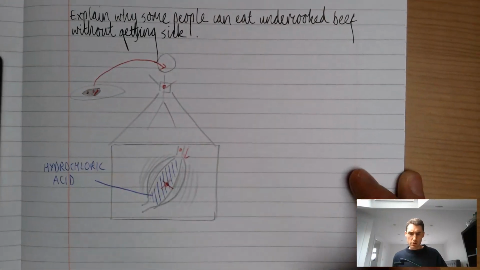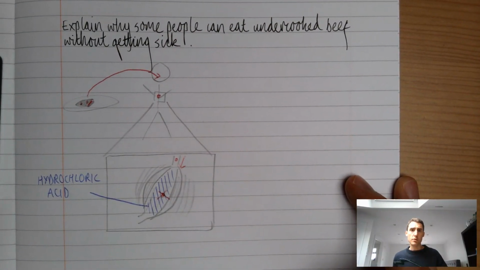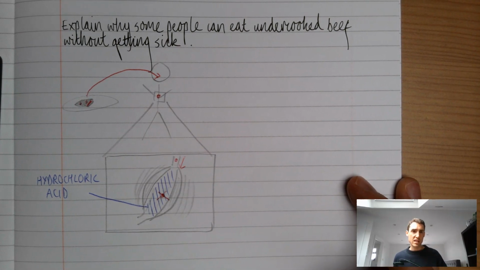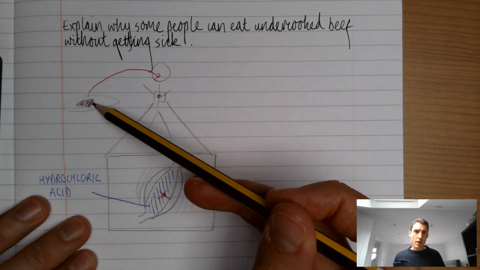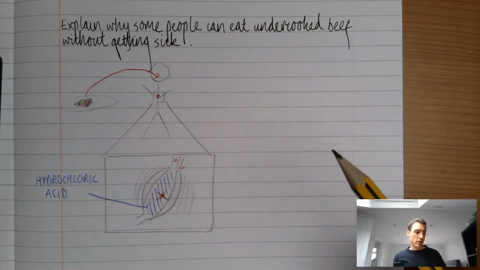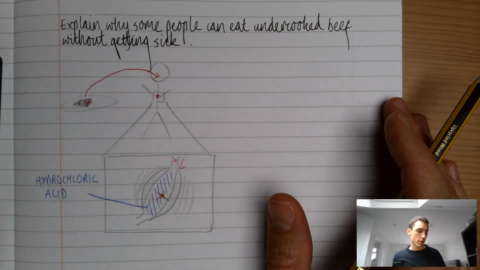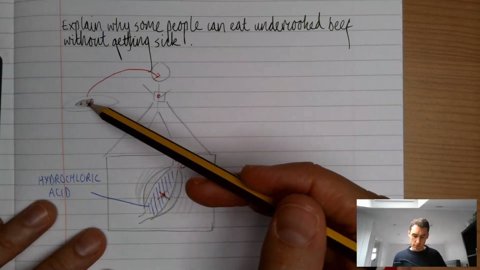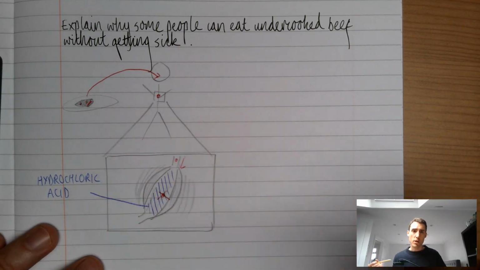The last one I've got is explain why some people can eat undercooked beef without getting sick. So I've drawn my rare steak here. I'm not sure I'd go into steak tartare. I'm not sure most of our students will be familiar with that. Hopefully they've seen a rare steak or a pink beef burger, something like that.